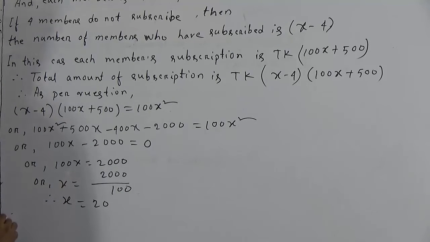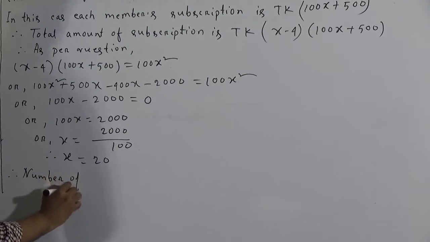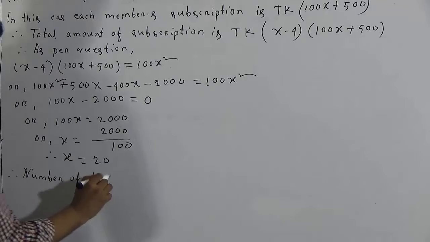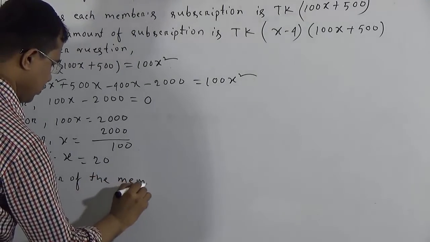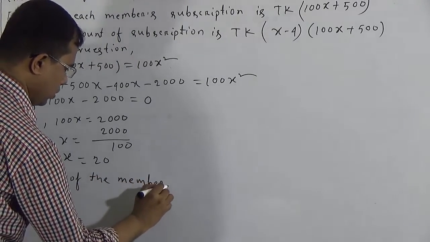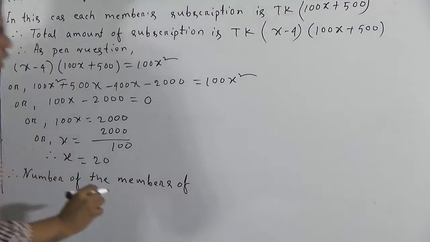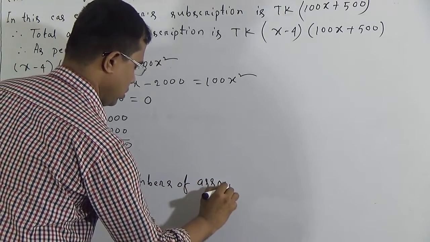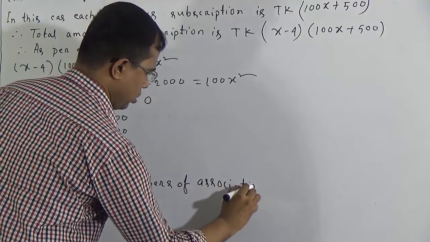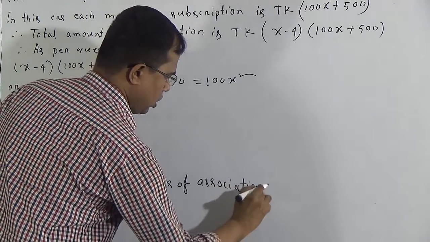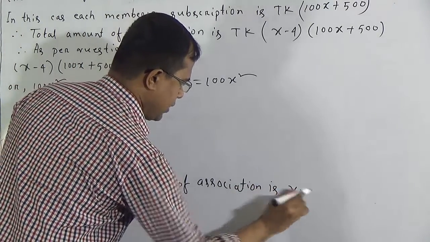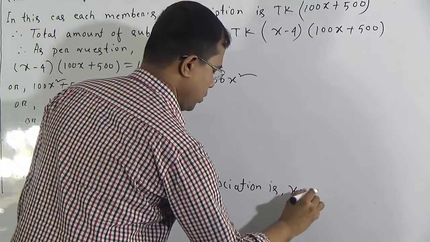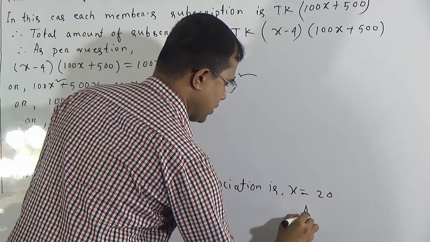Therefore, the number of members of the association is x equal to 20. Dear students, it is one answer.